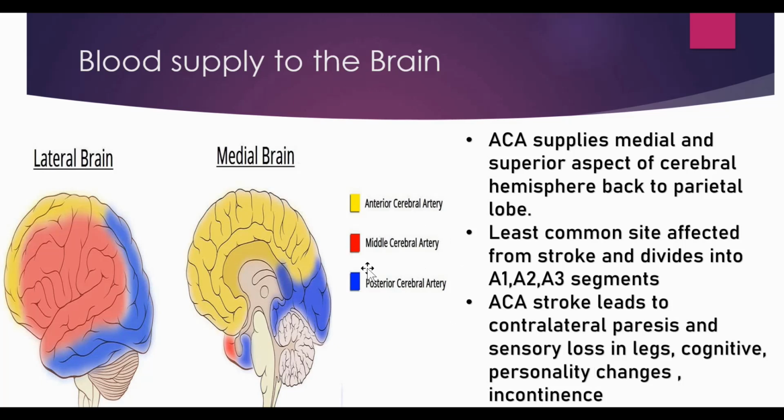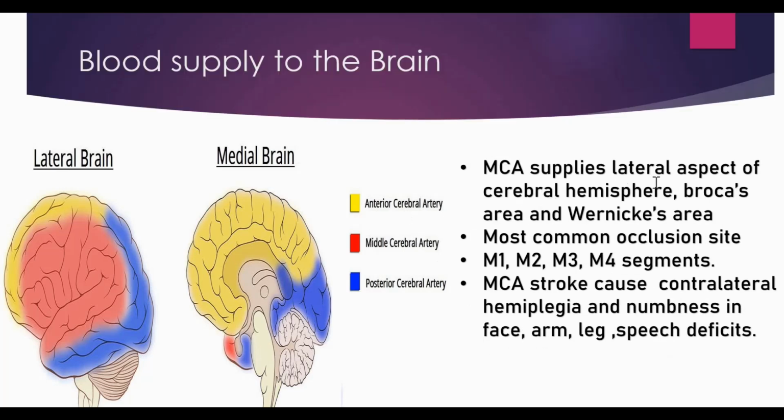Now let's see the middle cerebral artery. So the anterior cerebral artery and middle cerebral artery are the branches of the internal carotid artery supplying the cerebrum. Now coming to the middle cerebral artery, the MCA supplies the lateral part of the cerebral hemisphere. In this picture, it's colored pink. The lateral side of the cerebral hemisphere, and Broca's area and Wernicke's area of the brain. Broca's area helps with speech production, and Wernicke's area helps with speech understanding. The MCA is the most common occlusion site, and as it goes up, it is divided into segments, M1, M2, M3.